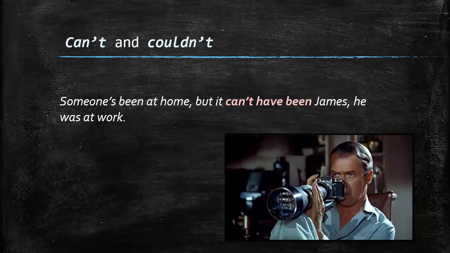Can't and couldn't. Someone has been at home, but it can't have been James. He was at work. Here, my friends, okay, this is a deduction for the past. You have can't and present perfect, okay? How do you know that it's past? For the second sentence, okay? He was at work. Someone has been at home, but it can't have been James. He was at work.